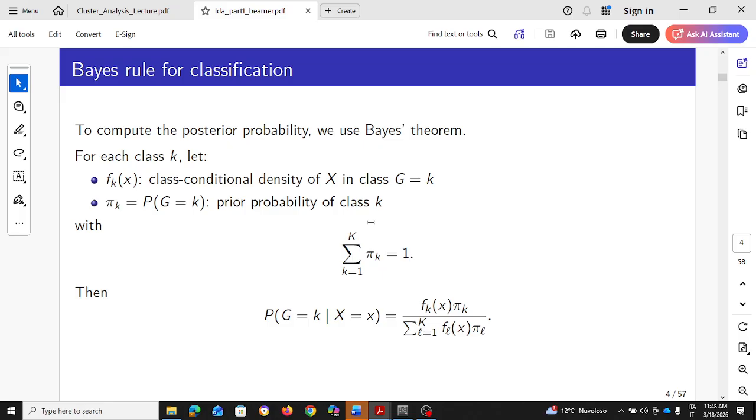Now we have a new point, like the outlier. Now we have to decide which class it should go to, to here or to here. So for this point, we calculate the probability of whether it belongs to group 1, given X.